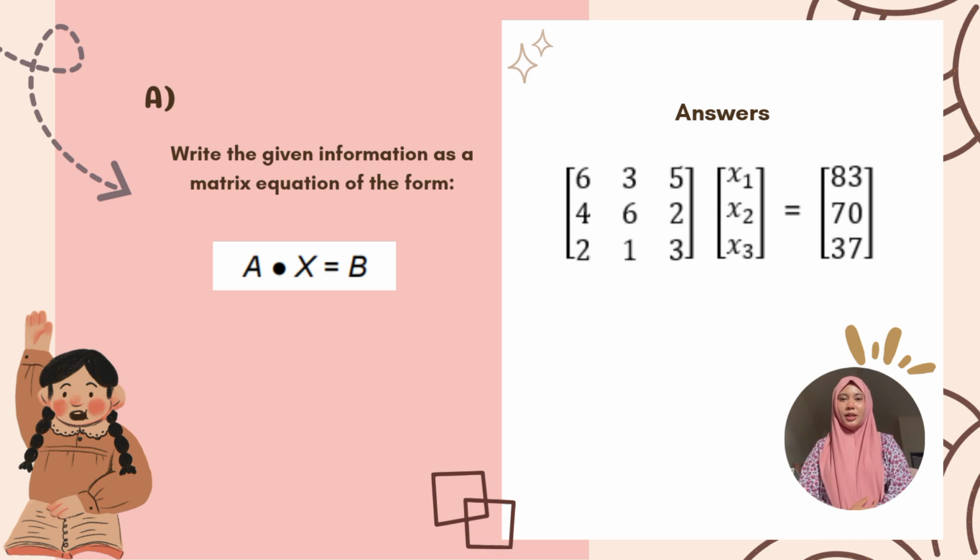Question 1. Write the given information as a matrix equation of the form AX = B. So, we will proceed with the solution step by step. First, we create the matrix form of the equation.